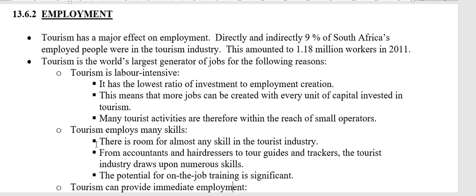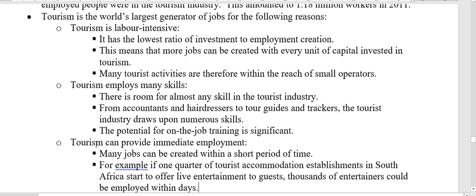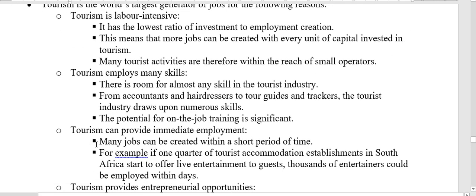That is a significant number of people involved in the tourist industry. All right. Now, why is tourism such a big generator of jobs? You'll see that it's the world's largest generator of jobs. So out of all the industries that exist, tourism creates more jobs than any other industry in the world, not just in South Africa. So why is it possible for tourism to create so many jobs? There are 4 reasons. First reason: tourism is labor intensive.